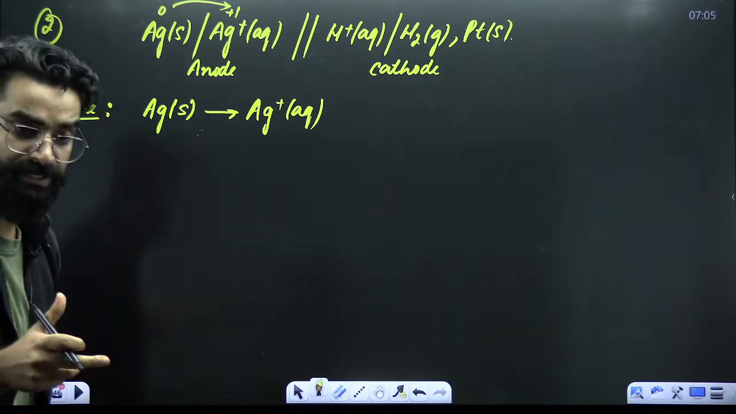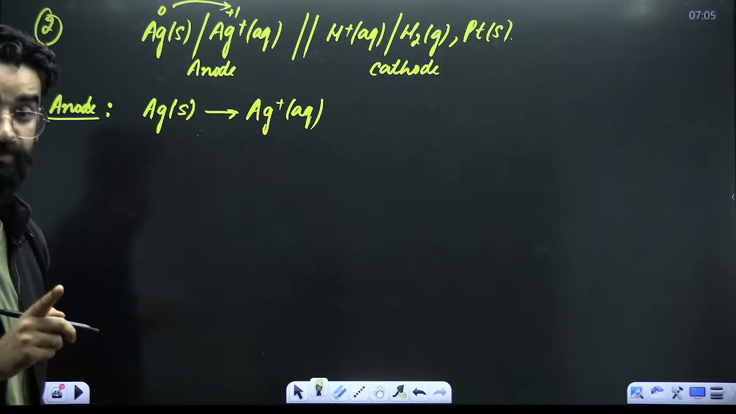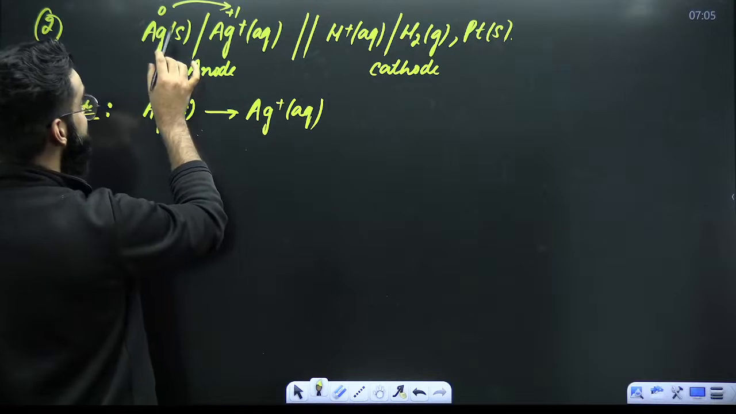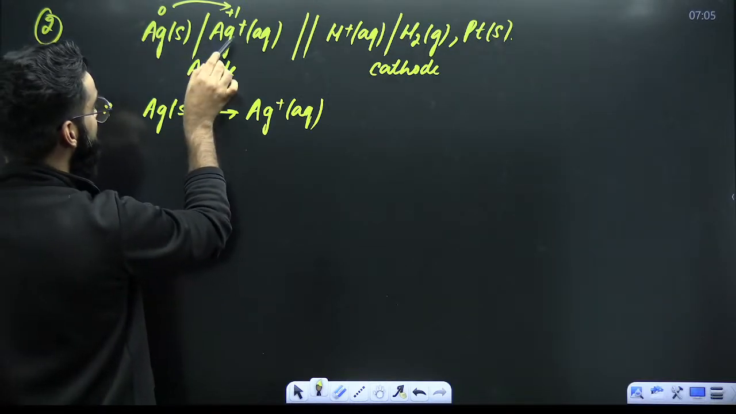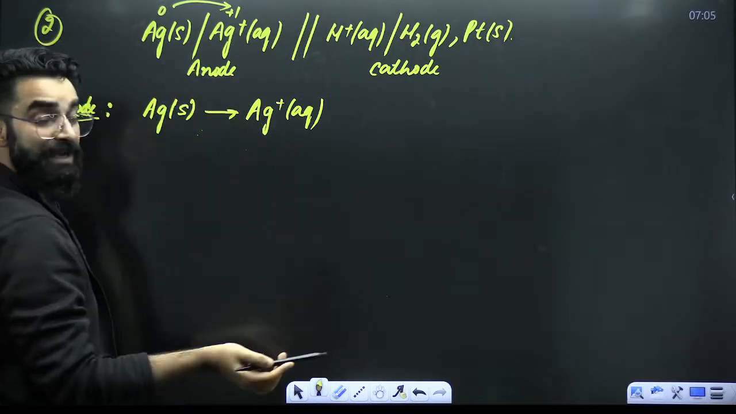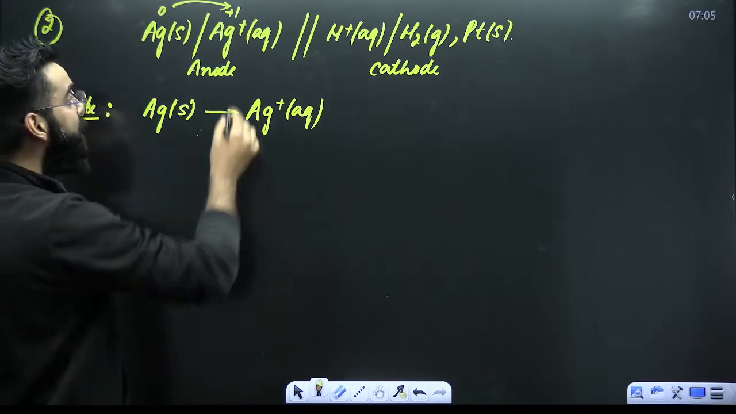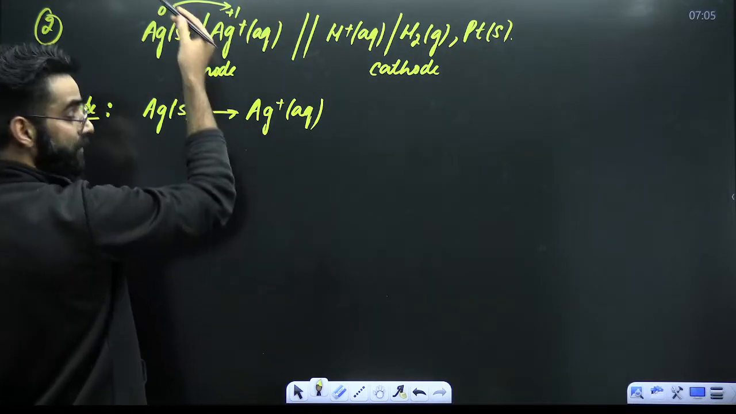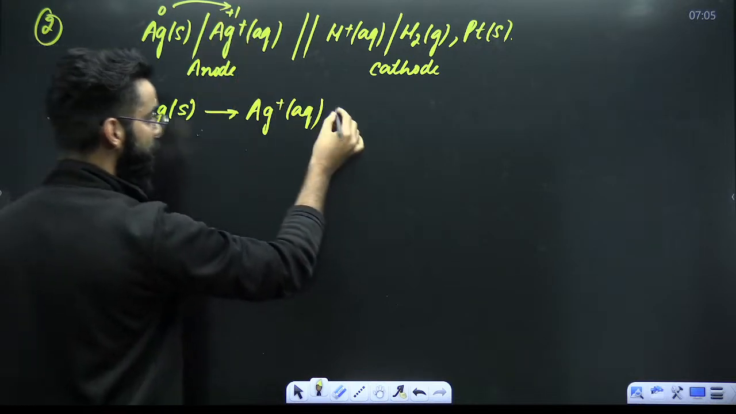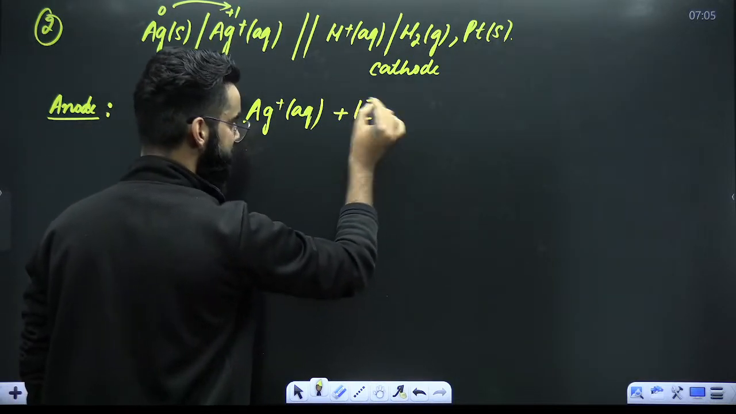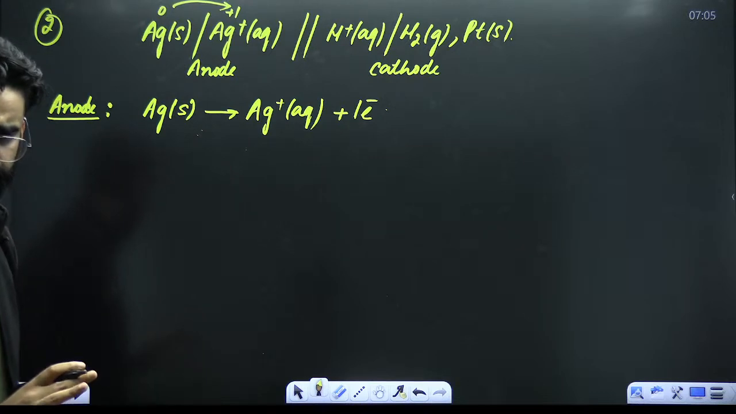Now, when it's oxidation, loss of electrons takes place. Now, how many electrons are lost? I would say when Ag is getting converted into Ag positive, this Ag will be losing some electrons. How many? How do you check that? Final oxidation state minus initial oxidation state. Final minus initial will give you 1. So it is losing 1 electron here basically, in short, right?